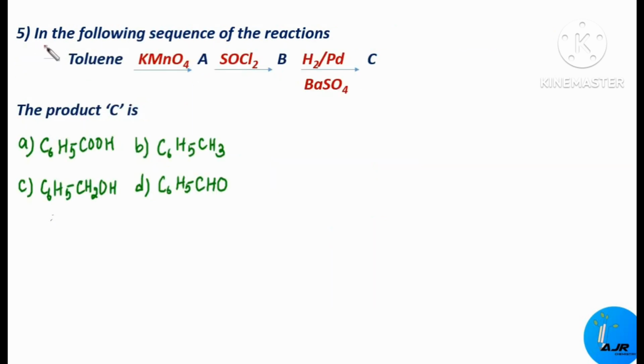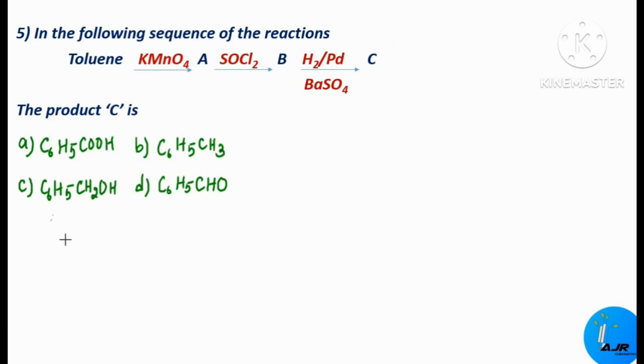Can you understand, students? The next one is, in the following sequence of reactions, you are asked to find out product C. See here, what's the reaction happening? Toluene on a reaction with KMnO4 gives A. When this A is treated with thionyl chloride, we get B. When this B is reduced in the presence of palladium and barium sulfate, we get C. You are asked to find out the product C. We were given 4 options. So let us see what is happening during all these reactions. First, let us find out A, and then B, and then finally C.